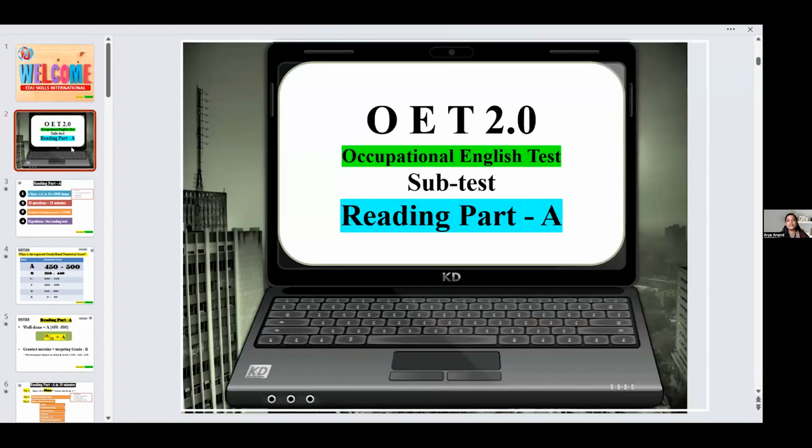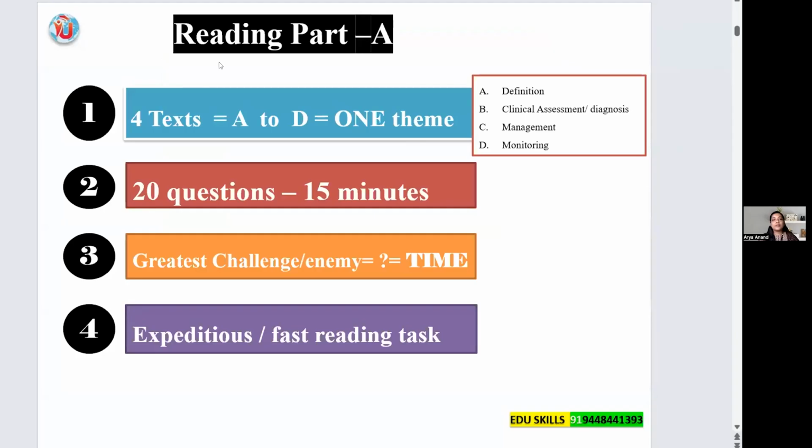So today we are going to discuss reading part A. I hope everybody knows about reading part A. It consists of 4 texts: text A, text B, text C, and text D, and only one theme. Then we have 20 questions we have to complete within 15 minutes. This is the main issue we are facing, because many of them are not able to complete within this time limit. They are only able to complete like 15 questions or sometimes 16 questions. So let's see how we can do it within 15 minutes.